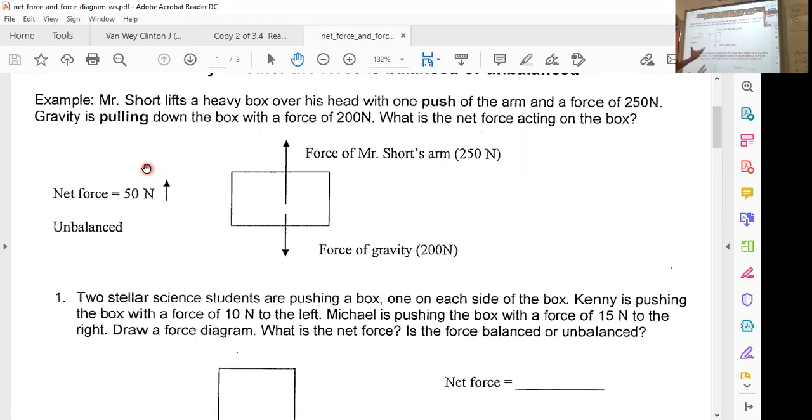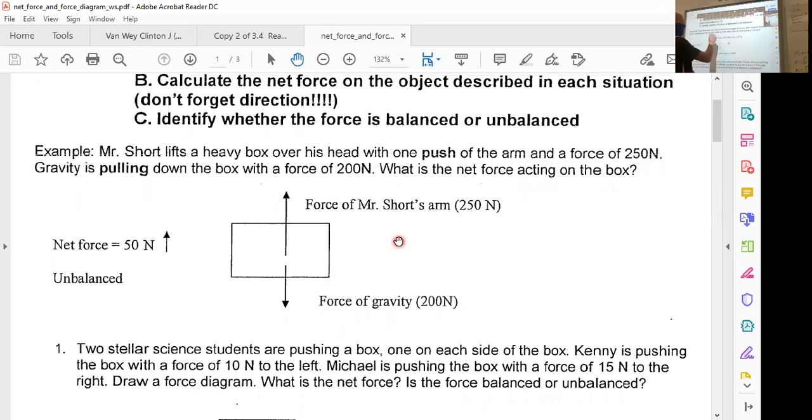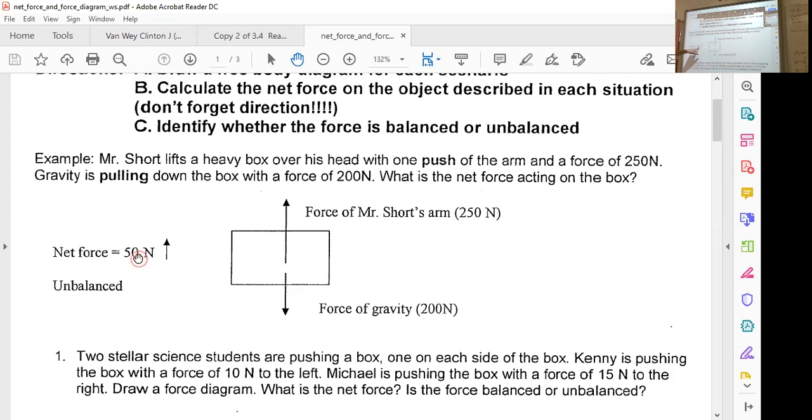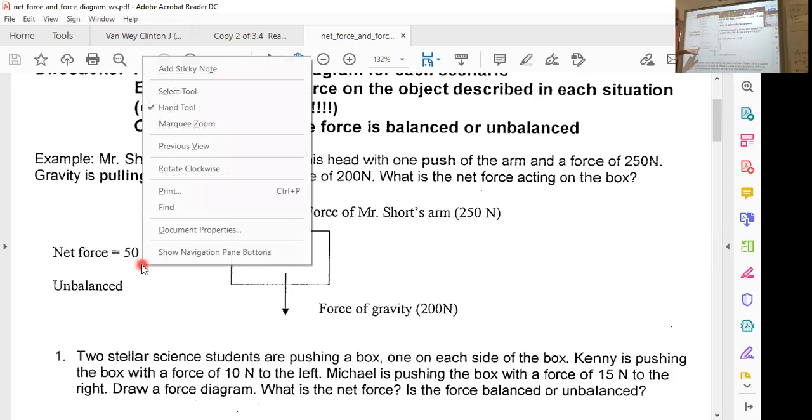So here we've drawn the free body diagram in our example. It shows the force of Mr. Short's arm pushing up 250. And it shows gravity pulling down 200. When we find the net force, we might say, well, what's net force? We've been calling it the resultant force, but it's the same thing. I think I did explain that at one point. So those of you who were able to get this work done, hopefully you found that the resultant force was 250 minus 200, the resultant being 50 newtons upwards, 50 newtons of upwards force as the resultant force.